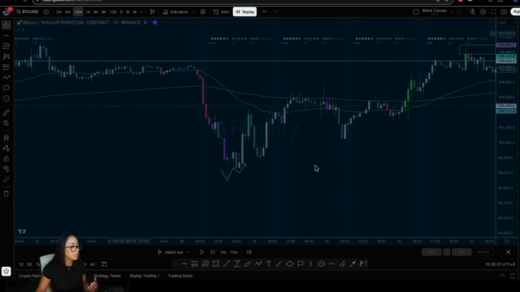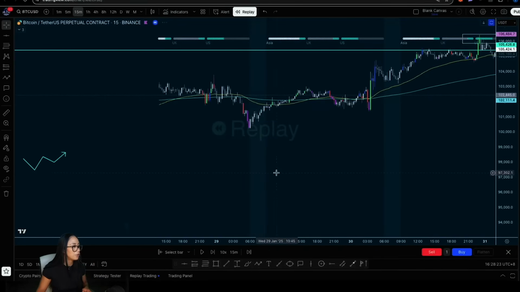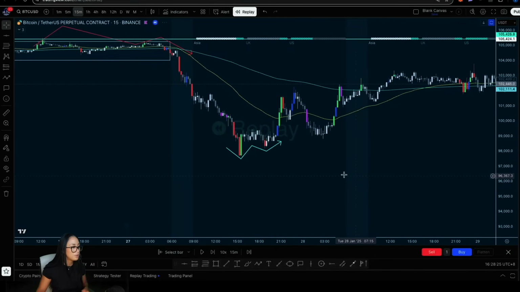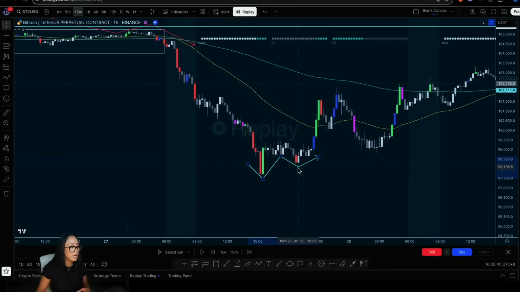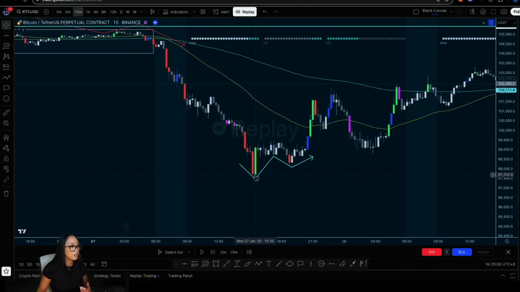So back to the 15-minute, I've identified the first peak of our W formation. So from here, I just want to find a higher low in another session or another day. I can see that the first peak of this W formation happened during Asia and the second peak happened during the UK session. This gives me a multi-session W formation after 3 hits to the downside.